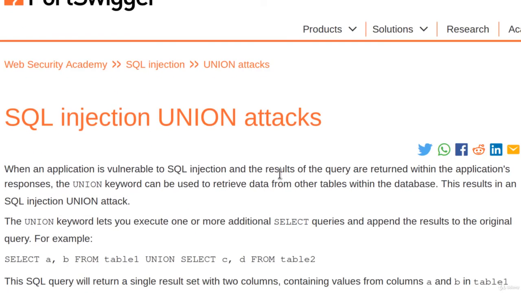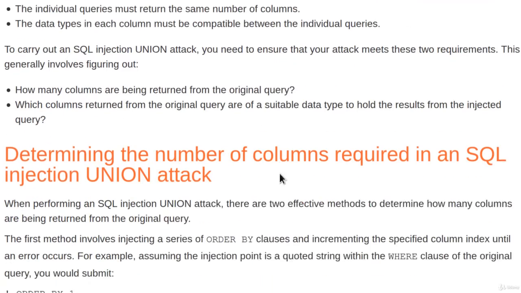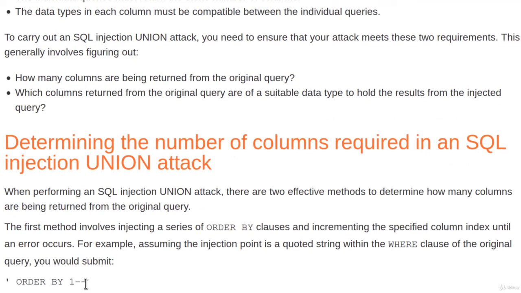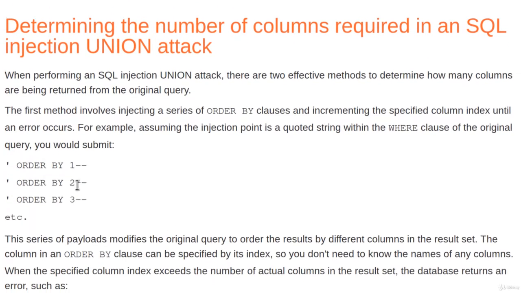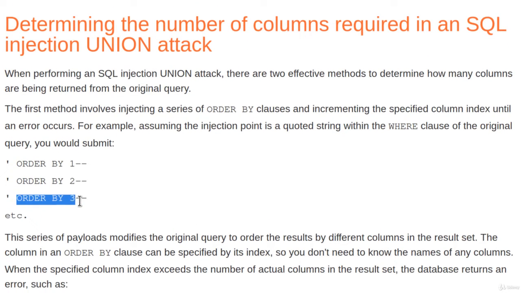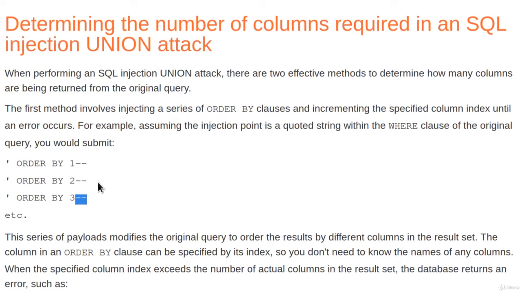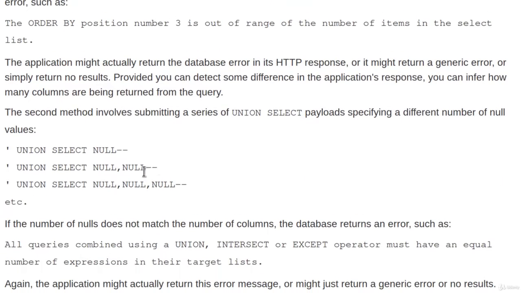This used to really confuse me, but this stuff really makes a lot of sense if you think about it. See, determine the number of columns. First we're ordering by the index of the column, and we keep incrementing until we get an error message, and we're just commenting out everything that follows it.